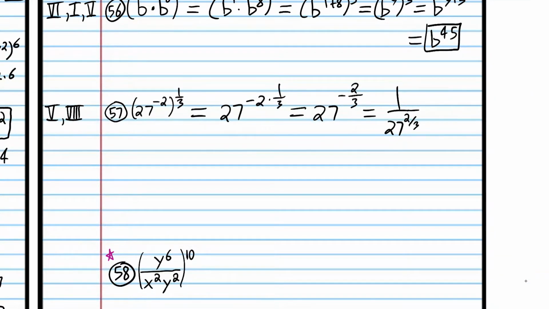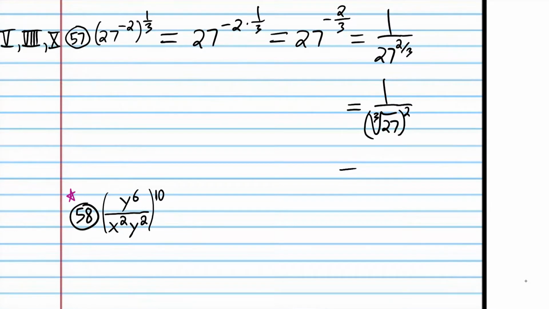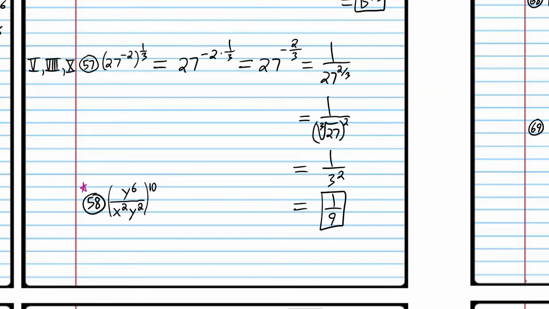And now we have to use rule number 10. And rule number 10 tells us that equals 1 over the cube root of 27 raised to the 2nd power. And I think I'm going to bring this down. So the cube root of 27, that's just going to be equal to 3. And 3 to the 2nd power is equal to 9. So our final answer is 1/9. And I guess I'll put this up here so we have more room.